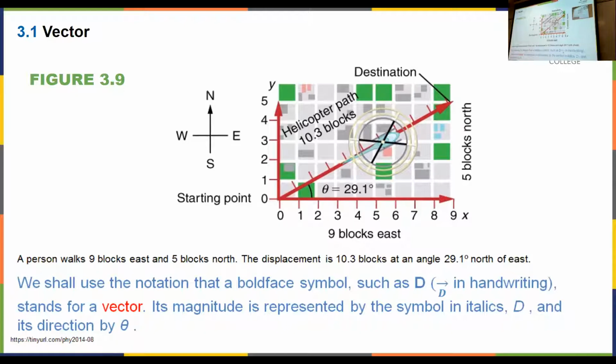Now we want to be careful about the labels we are using. For a vector, if you use boldface in typing, that indicates it's a vector. In handwriting, you want to put an arrow on top of the letter. If there is no arrow and it's just the italic form of the letter, that means it's just the magnitude. So be careful about that.